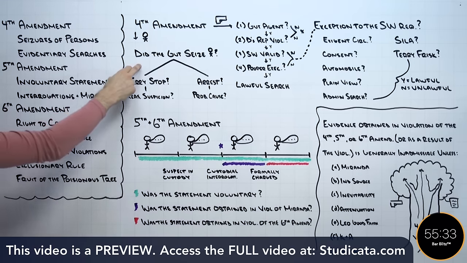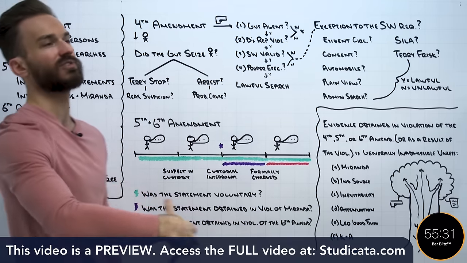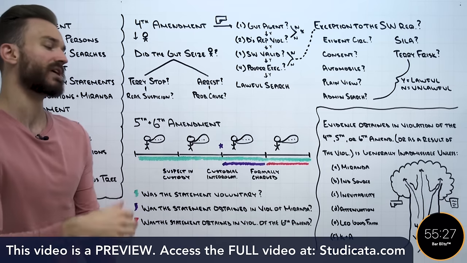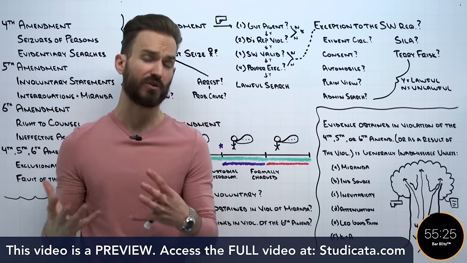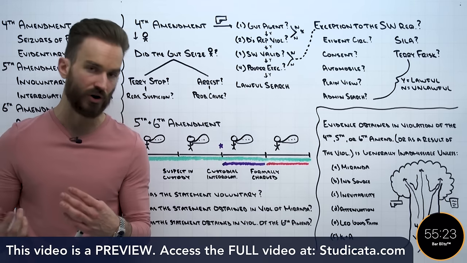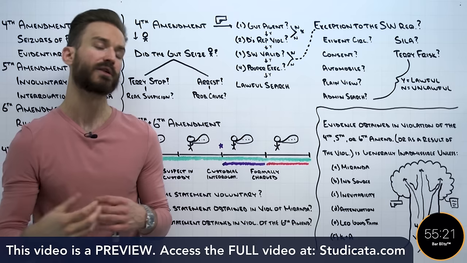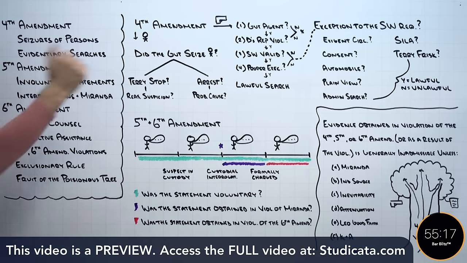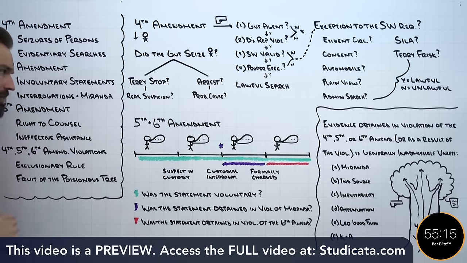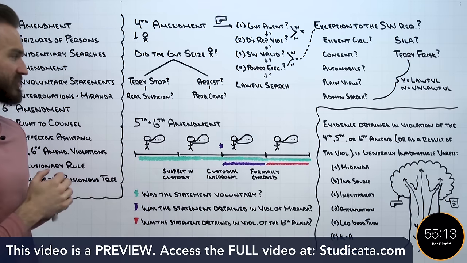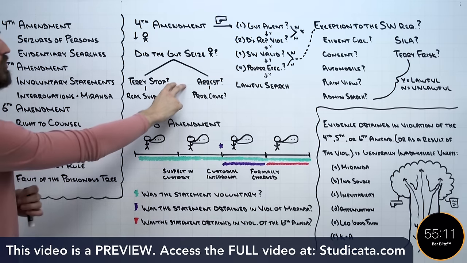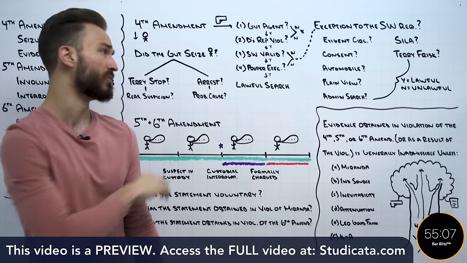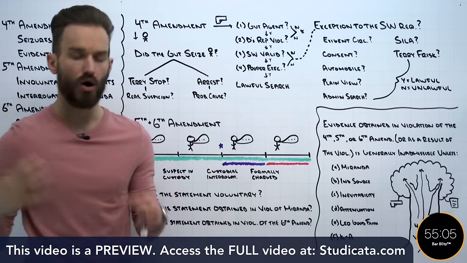So if you've ever been pulled over, this would be a classic vehicular stop, a classic government seizure. A reasonable person would not feel free to terminate the encounter when a police officer comes behind him and turns on the lights. But for our purposes on the bar exam, without going too deep into it, we have two types of seizures we really want to keep in mind. We have the Terry stop and the arrest.